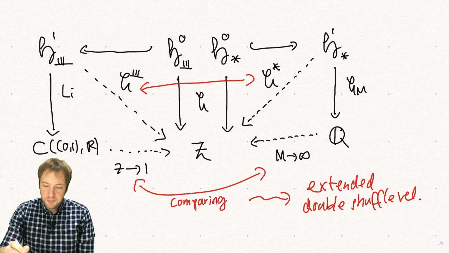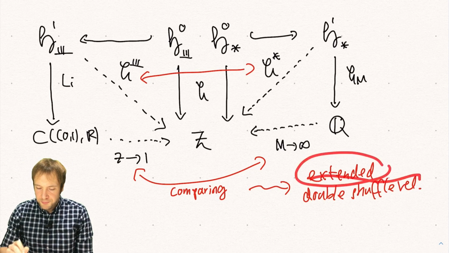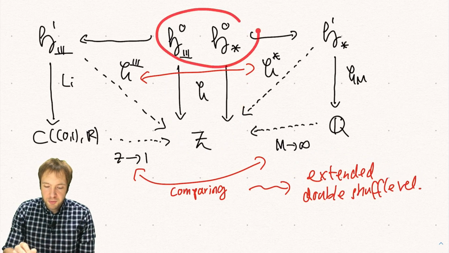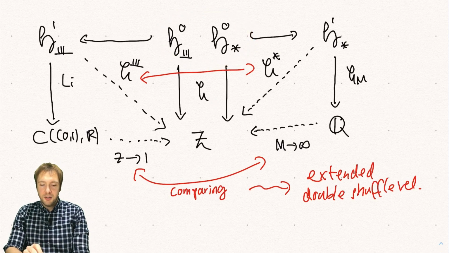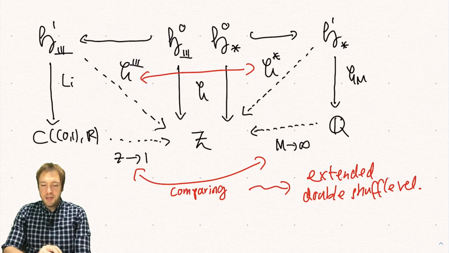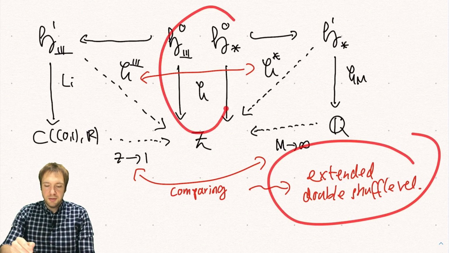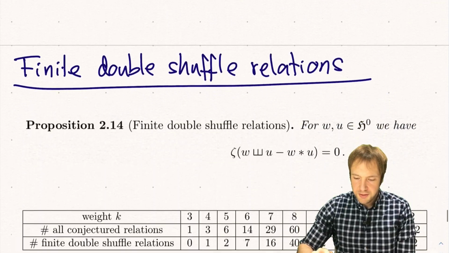And now what I want to talk about is, so this will be the extended, but already in this picture here we have some double shuffle relations, namely because this zeta is the algebra homomorphism with respect to the shuffle and stuffle in H0. We can also start with two words here, multiply them and take this map, and we will get linear relations, which are called finite double shuffle relations, and this picture here will later generalize this idea. So now let's go to finite double shuffle relations.